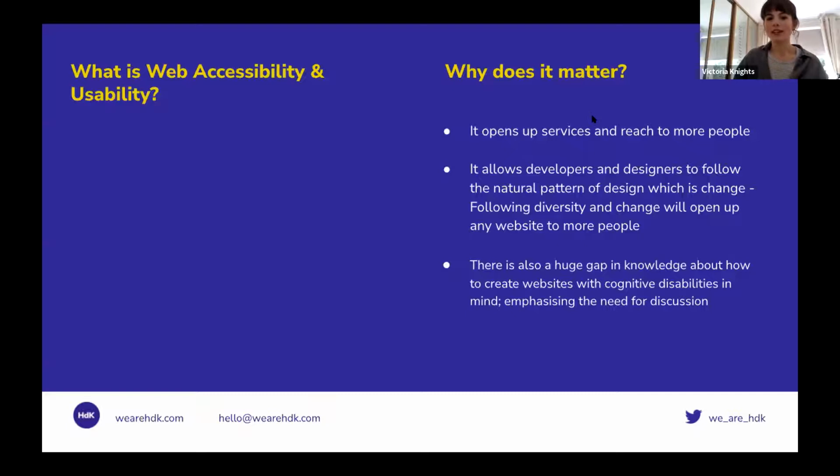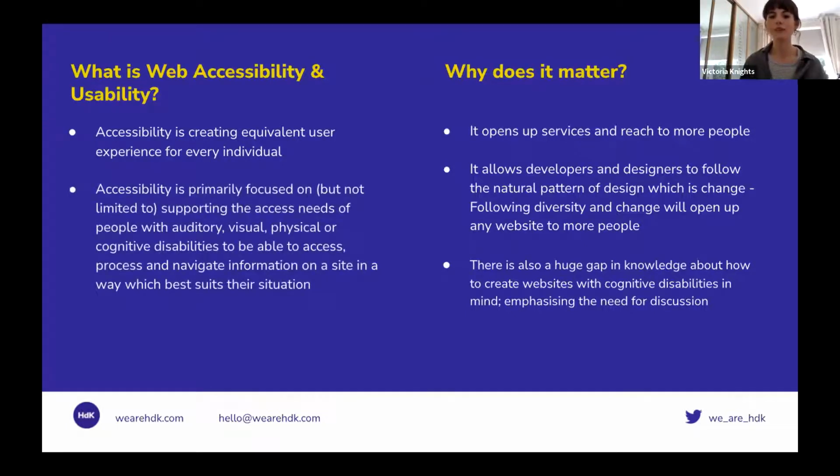So accessibility is the process of creating an equivalent user experience for all, so that everybody can access the information that they want or need in an efficient way and at the time that they need it. So accessibility is primarily focused on, but not limited to, supporting the access needs of people with auditory, visual, physical, or cognitive disabilities to be able to access, process, and navigate information on a site in a way which best suits their situation. So I'd like to talk a bit about why accessibility matters.